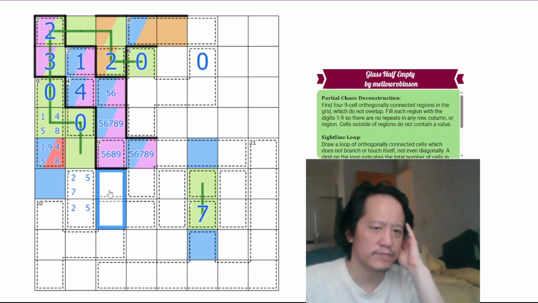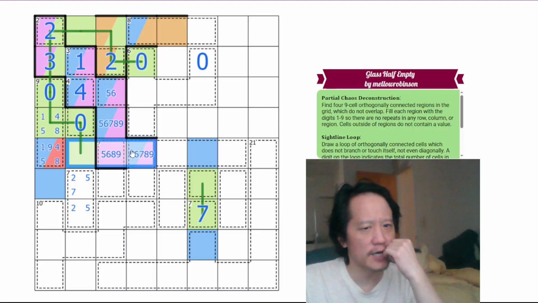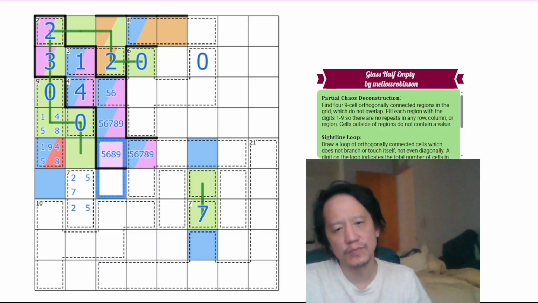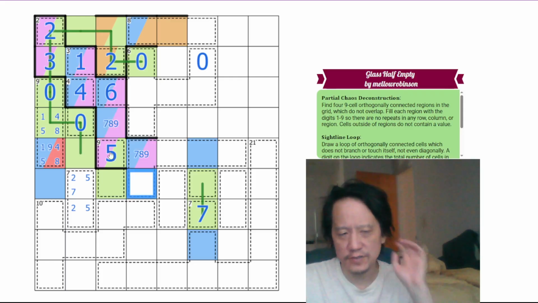It could see digits that way. Hmm. So yeah, what happens if we go this way, say? Then this must see 5. So this sees 5, this sees 6. This can't be 5 or 6. This can't be 5 or 6. It must go this way. This is 4.